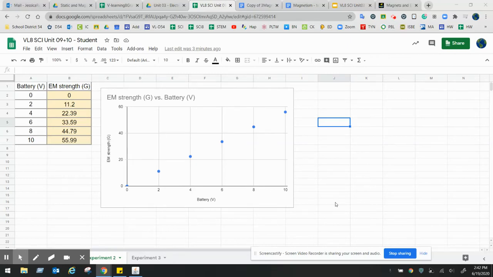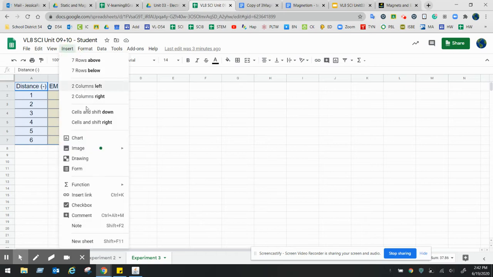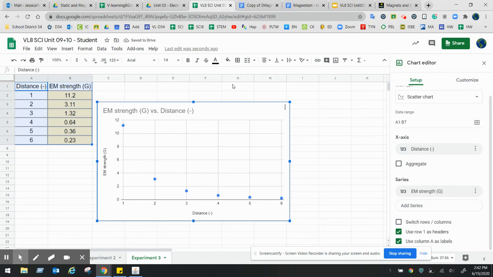And here you are, ready to make the graph of your third experiment. So again, instead of being in experiment 2 at the bottom tab, you go to experiment 3. And you are going to enter your data. You're going to select the data. You're going to go to Insert, Chart, and then you will get this graph.